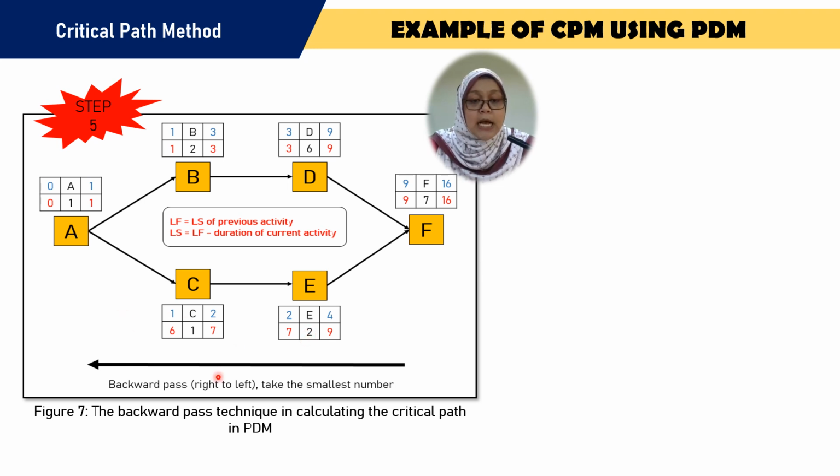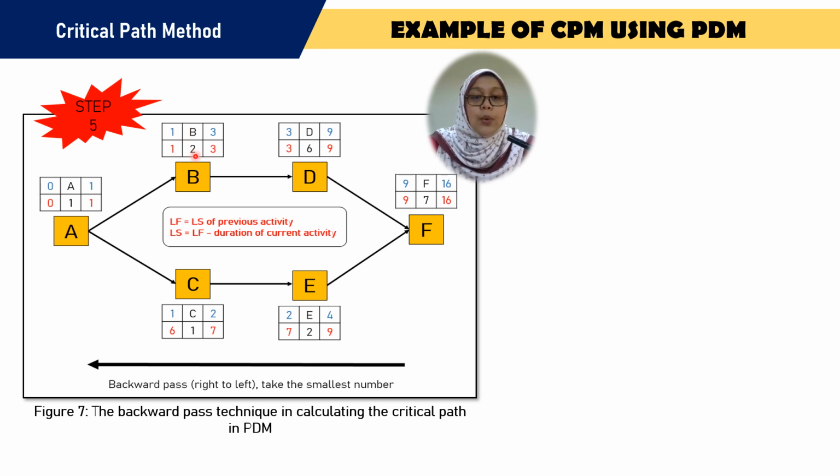Then we go to activity C. For activity C, the late finish is 7. We get it from activity E, and minus the duration 1, we will get 6. Then we go to activity B. For activity B, the late finish is 3 because it comes from the previous activity D. So 3 minus 2, the duration of activity B, we will get 1.